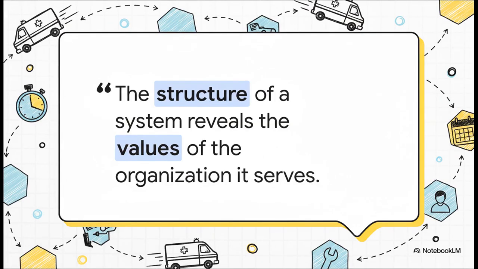And it all comes down to this one core idea. A system's design is never an accident. Its structure is a direct reflection of the values of the organization it's built for. And this blueprint shows us, clear as day, that an ambulance service values expertise, precision, and the smart management of its life-saving resources above all else.